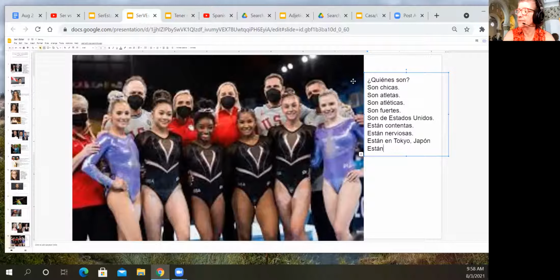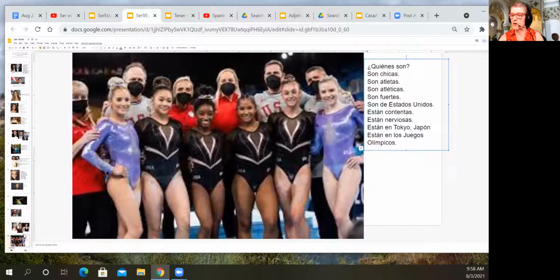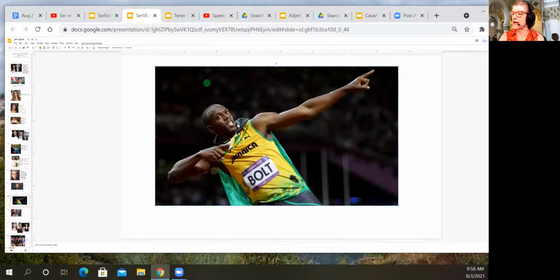Están en los Juegos Olímpicos. ¿Bien? Vale, magnífico. Do those examples make sense to you? Sí o no? Sí, bien. And the more examples you see in here, the more that will sound kind of natural. We will do one more example. Un ejemplo más.